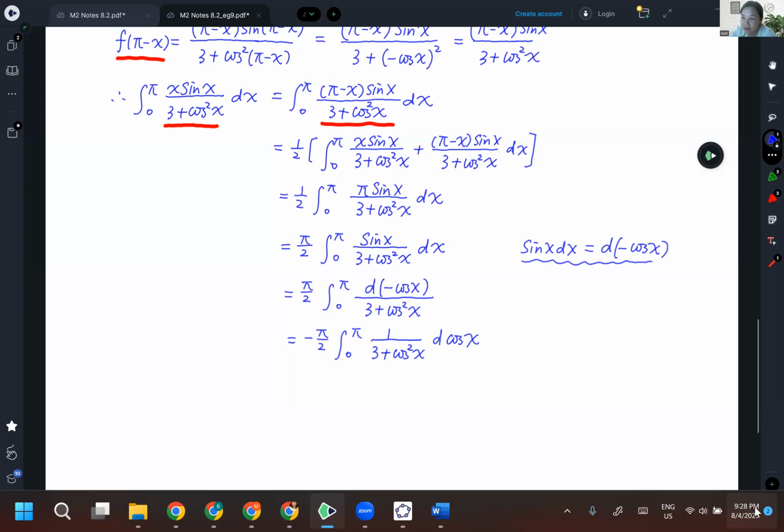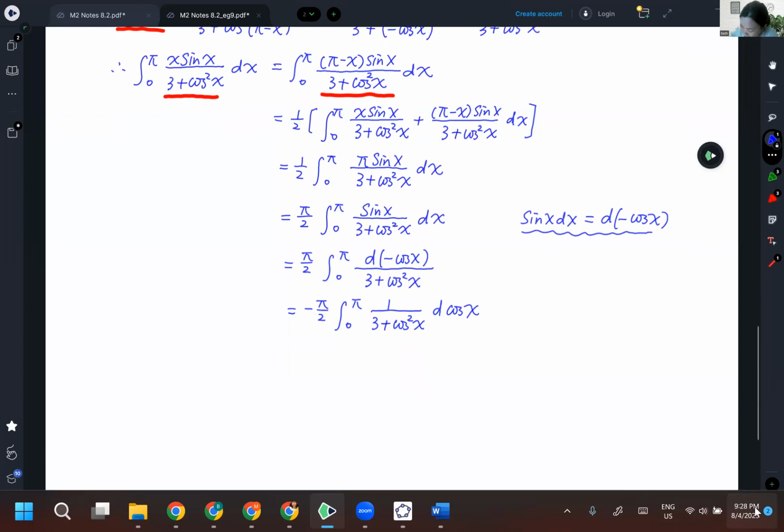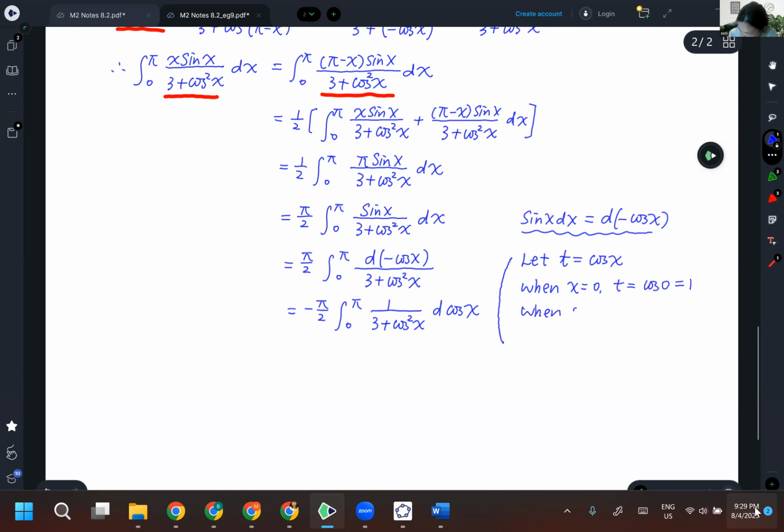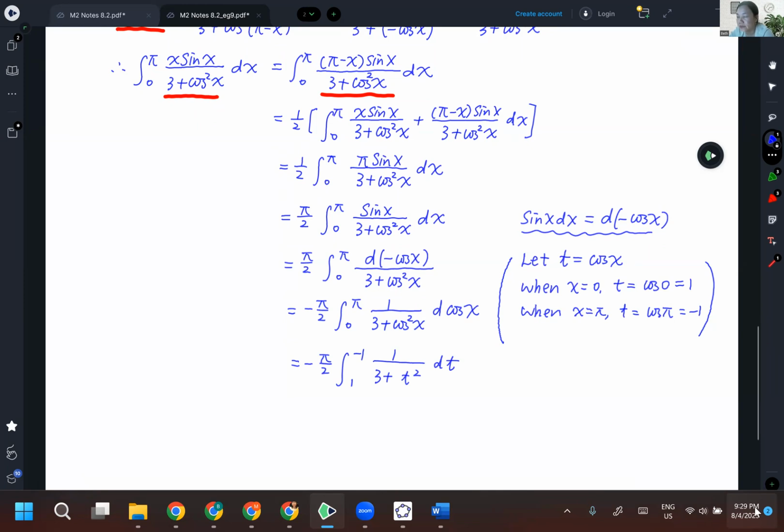If you want it to look better, maybe there is a change that you can do. You can say, let t be cosine x. And when x equals 0, t equals cosine 0, that's 1. And when x equals pi, t equals cosine pi, that's -1. Now, if you change it to this, I think it's easier this way. In fact, I do think this looks better.